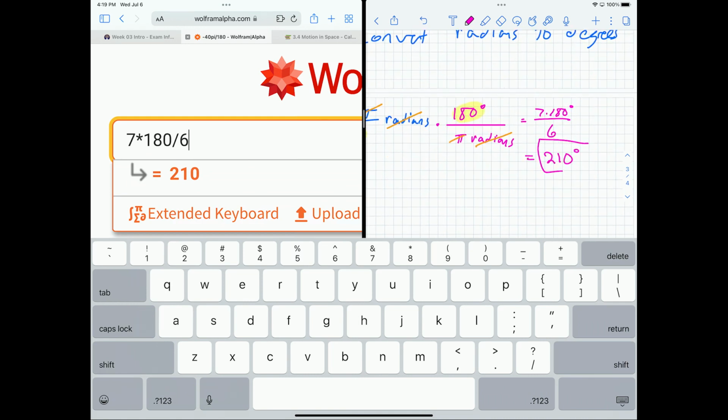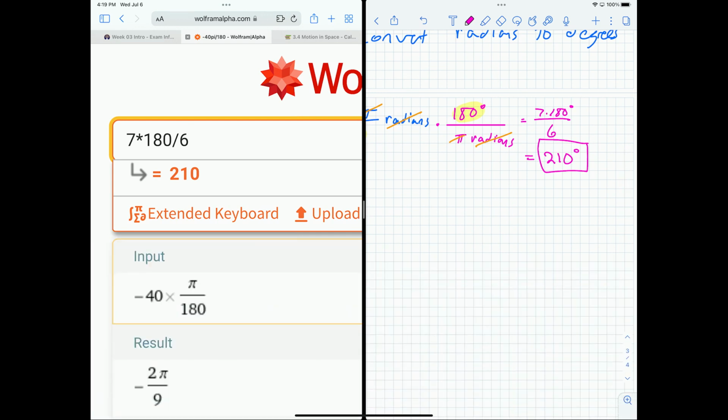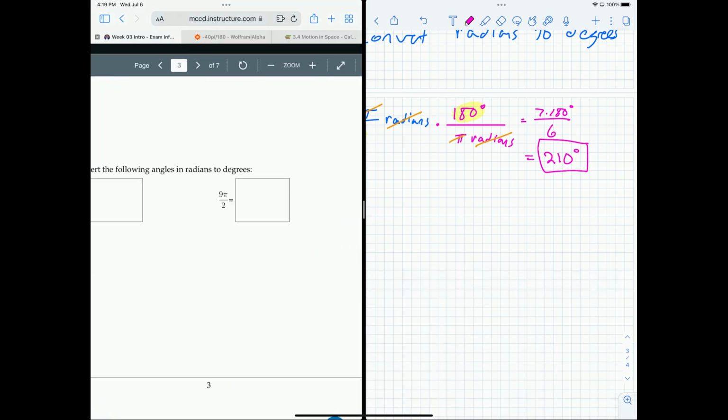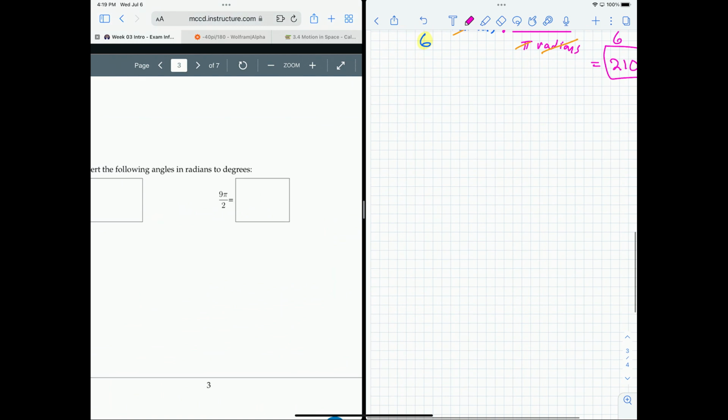210 degrees. Okay. The other one is going to be very similar.